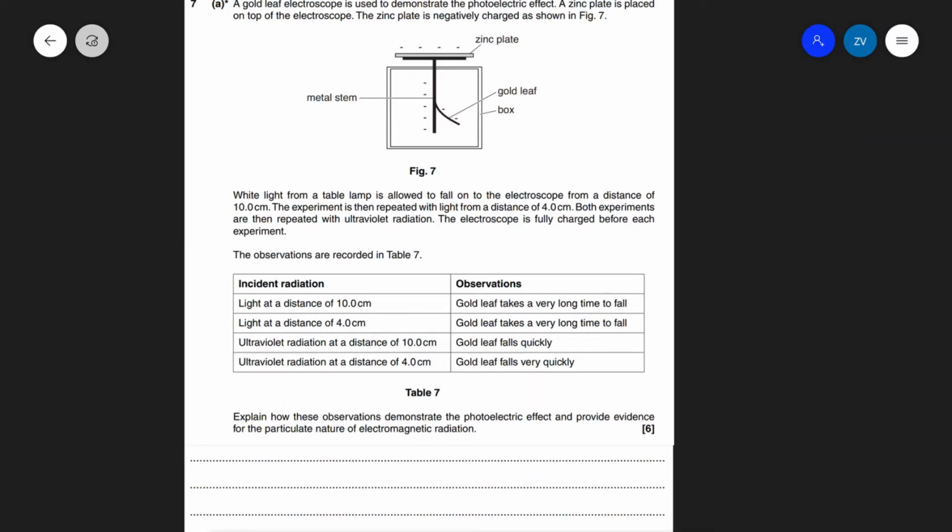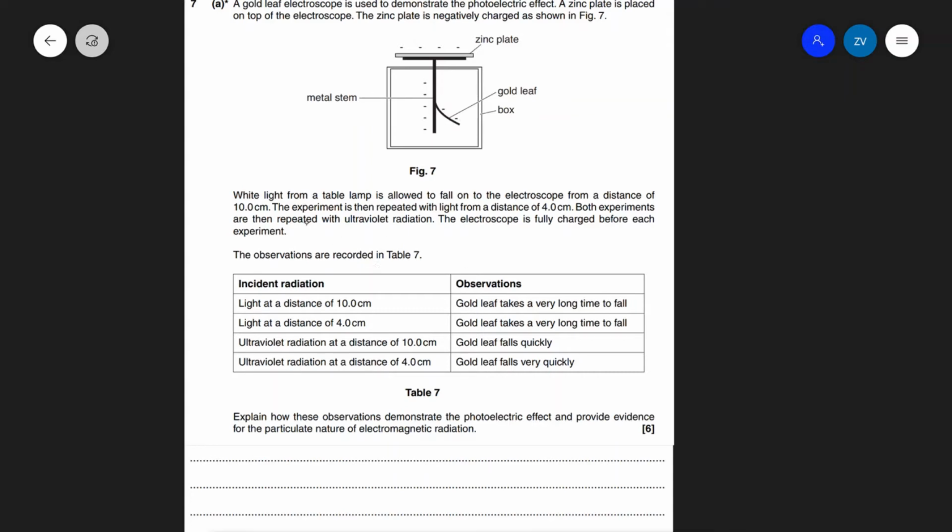Next one, which is about the classic gold leaf electroscope experiment. We have a gold leaf electroscope here, and that's used to demonstrate the photoelectric effect. We've got a zinc plate, which is negatively charged. The electrons here repel the electrons on the gold leaf, and the gold leaf rises. We have some observations over here.